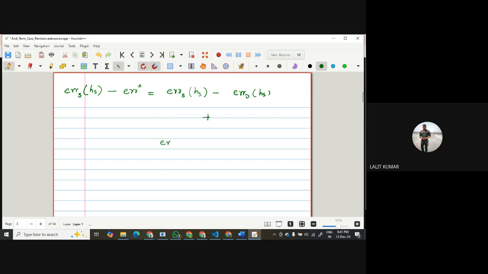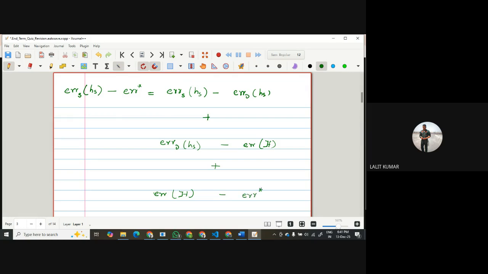Plus R_D of HS minus R of H plus R of H minus R of the Bayes model.